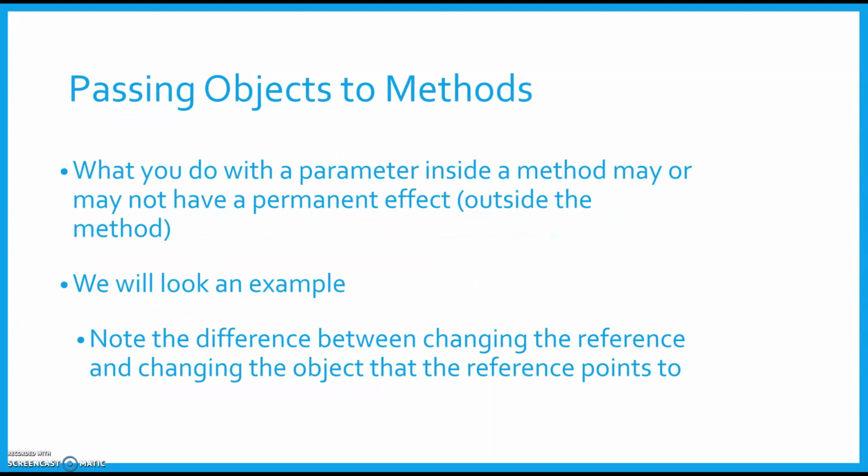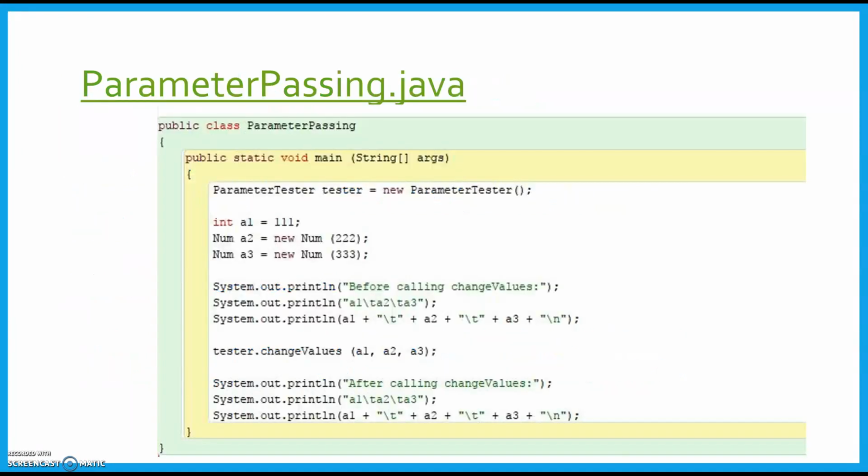What you do with a parameter inside a method may or may not have a permanent effect outside of the method. So let's look at an example and note the differences between changing the references and changing the object that the reference points to. So this is ParameterPassing.java, and you can study the code on the screen. ParameterPassing.java sets up 3 variables, 1 primitive and 2 objects, to serve as actual parameters to the changeValues method. It prints their values before and after the method call. So I'll give you a moment to study the 2 sections of System.out.println lines.